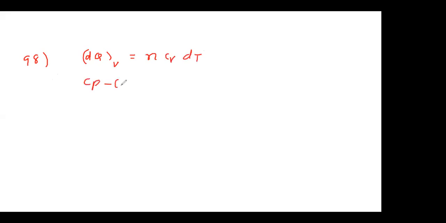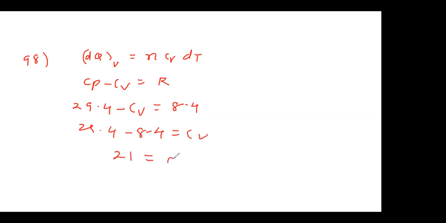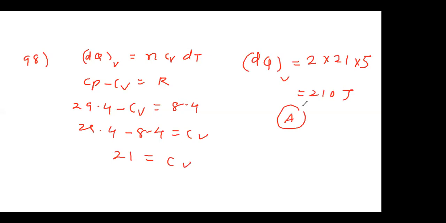Since Cp minus Cv is R, Cp we got 29.4, Cv I don't know, R is given as 8.4. 29.4 minus 8.4 is Cv, therefore Cv equals 21. So heat supplied at constant volume is n, which is 2, Cv is 21, dt is the same temperature 5, which is 210 joules. So option A, 210. Solve, and if completed, please let me know.